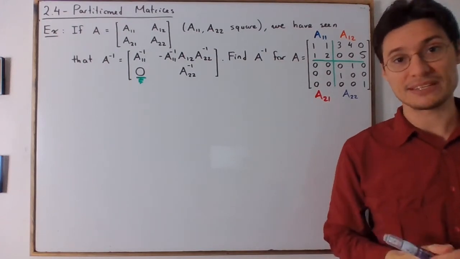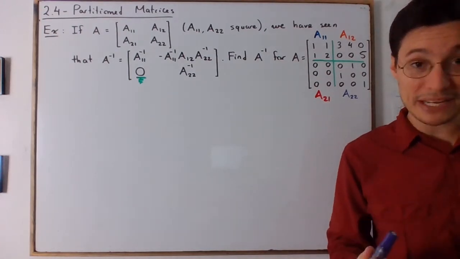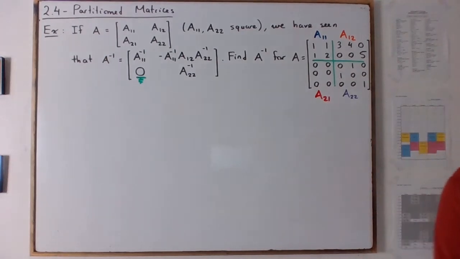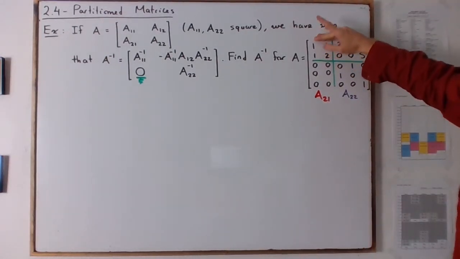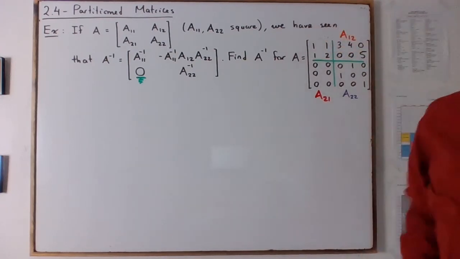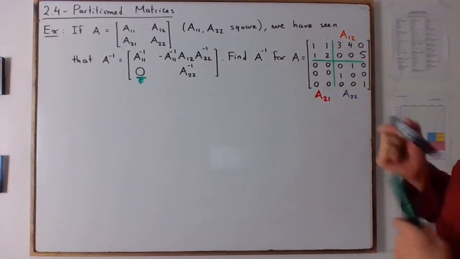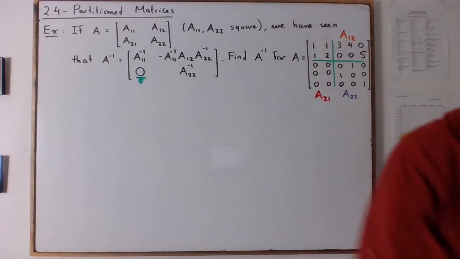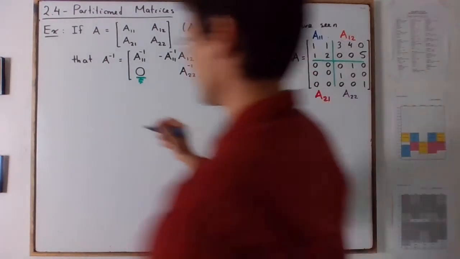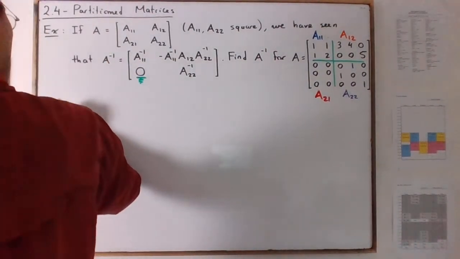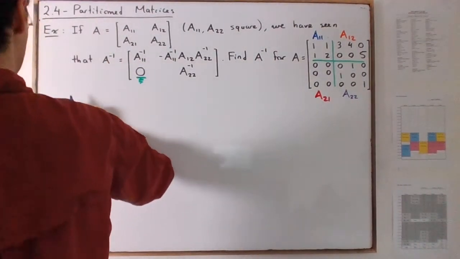So we need the ingredients. We need to find A11 inverse and A22 inverse. So let's get going with that. And actually, I'm going to change the color for this one. I'm going to use green. Or, oh no, I'm going to use blue actually. Yeah, I'm going to keep it in blue. So that's the A11. Step number 1, find A11 inverse.